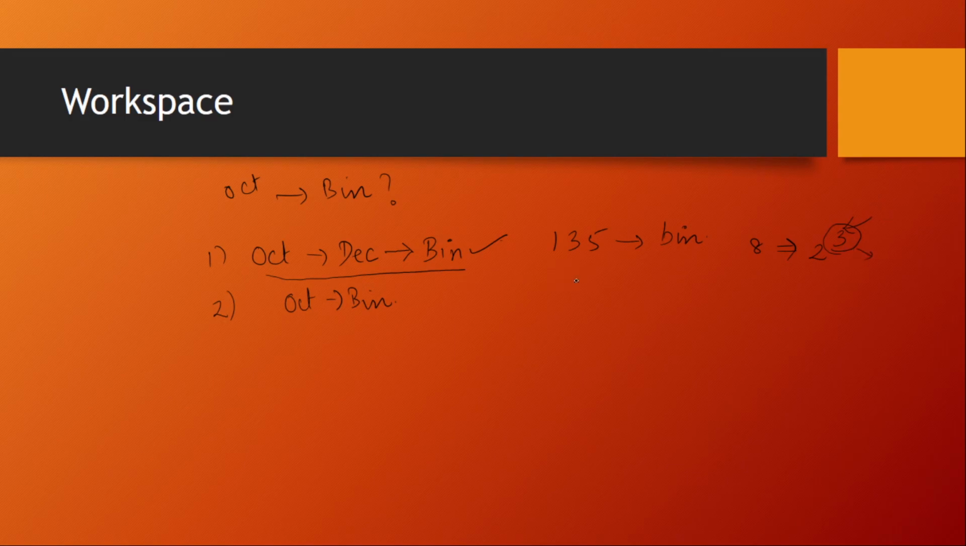So what we can do is take each and every digit of this octal number and represent that as a binary number with a limitation of 3 bits. Let's take the first one, 5. 5 can be represented in binary with 3 bits as 101. 3 can be represented as 011. 1 can be represented as 001. So this whole value gives me the total binary value of this octal number 135.